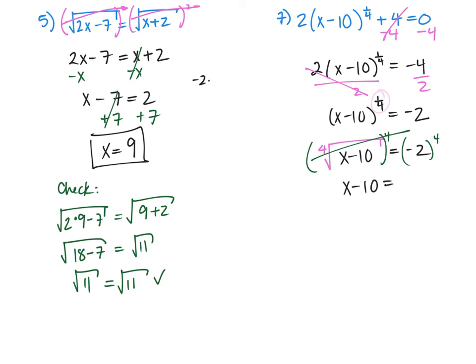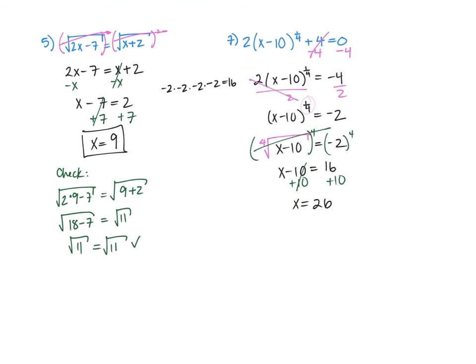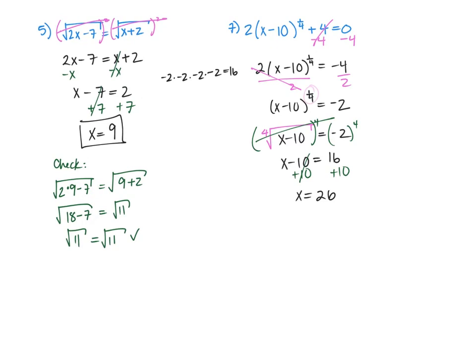Negative 2 times negative 2 times negative 2 times negative 2. So negative 2 times negative 2 is positive 4. Positive 4 times negative 2 is negative 8. Negative 8 times negative 2 is positive 16. That's a positive 16 right there. Then I have to add 10 to both sides. That cancels. And x is equal to 26. Now, again, I don't know if this is the correct answer, so I am going to check.